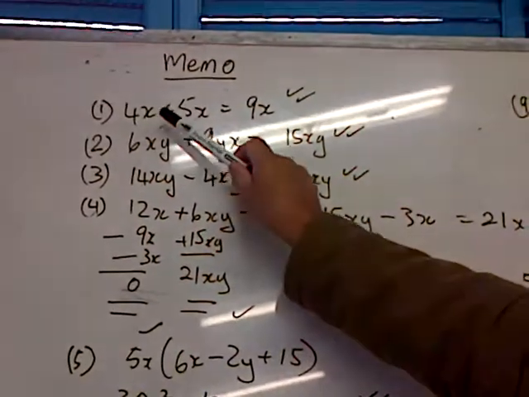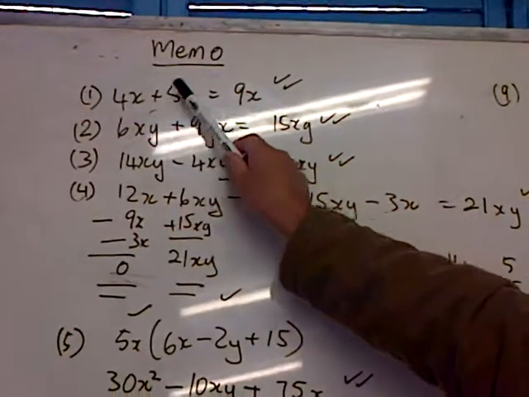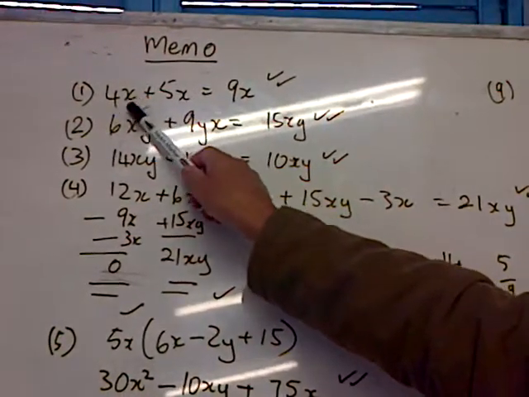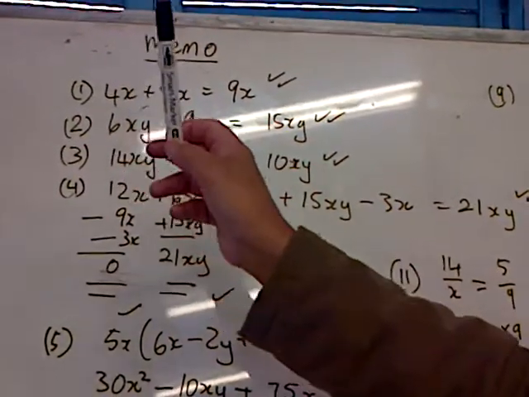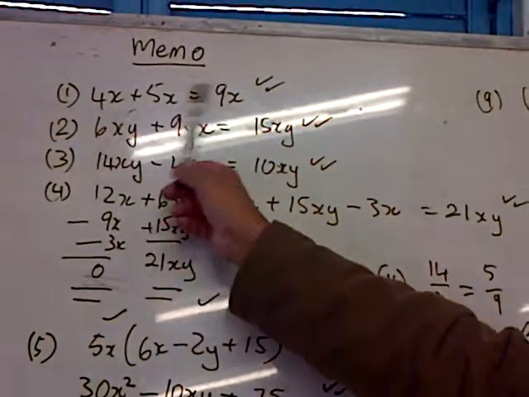So it's 4x plus 5x gives you 9x. You just add the first numbers, then that is the same amount. It's like having apples, the same. 4x plus 5x. It's not multiplication.